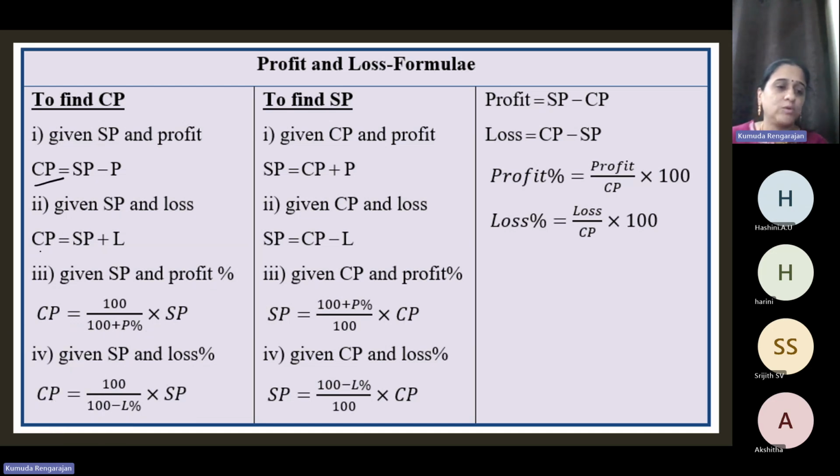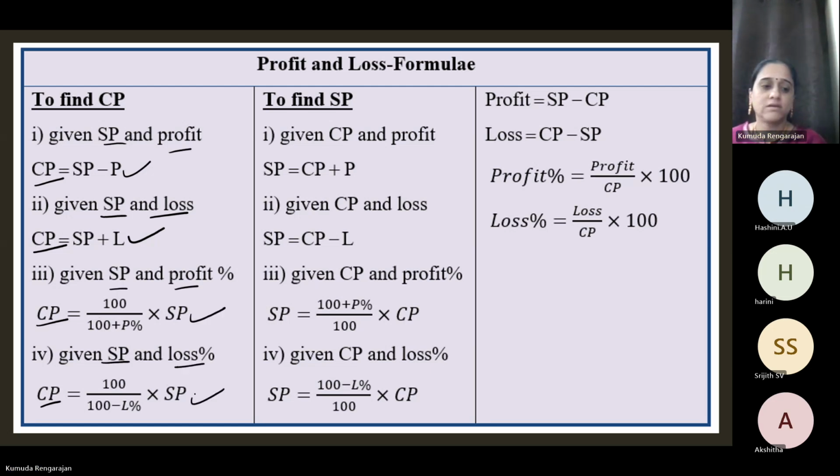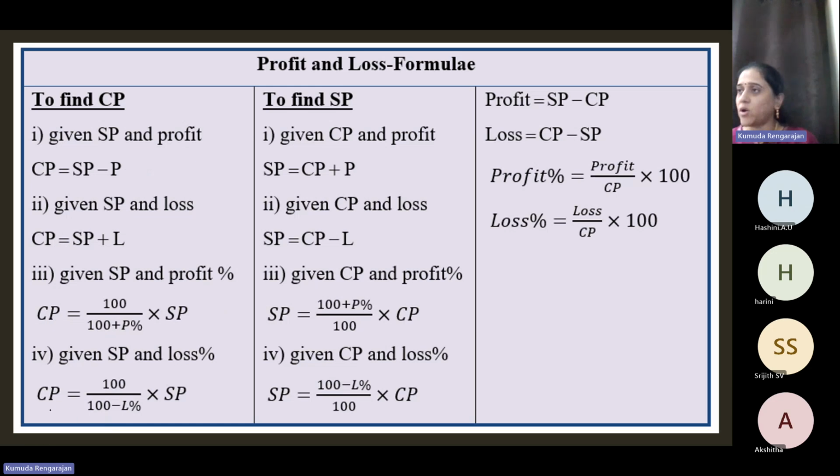So everywhere it is the formula to find the CP. CP is equal to, CP is equal to. Given these two, this formula. Given these two, this formula. And given these two, this formula. Okay, so you should select the formula based on the information given to you. See, if these two are given to you, you should not write this formula and think how.